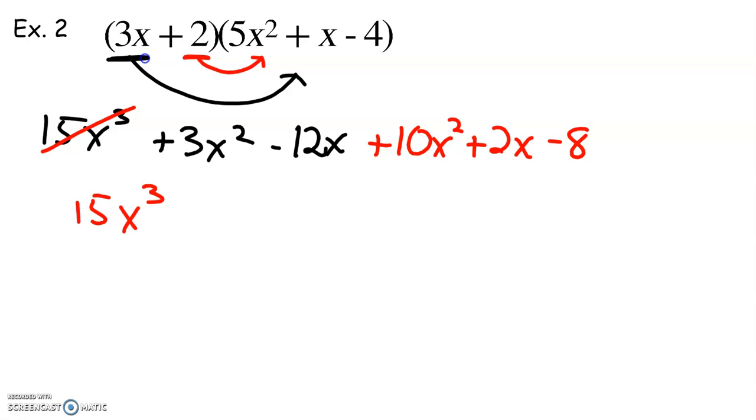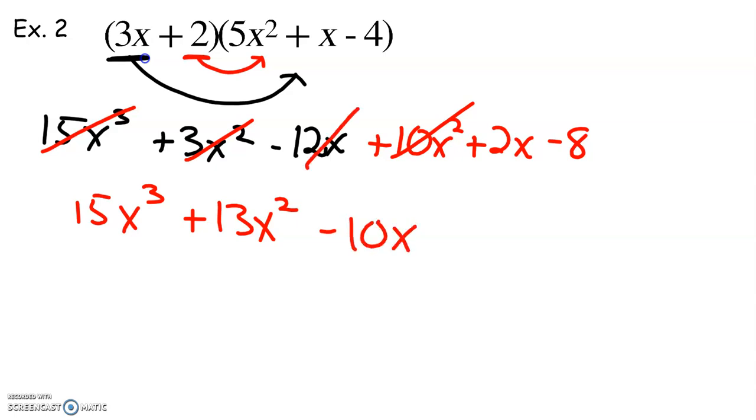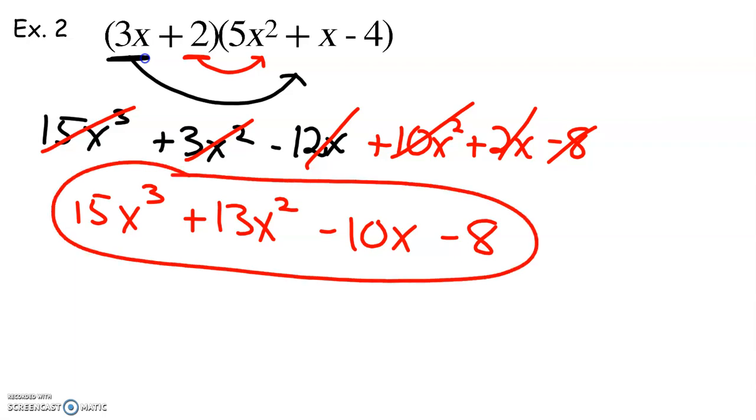Next term is an x squared. I have a couple of x squared terms, so I'm going to combine those. 3x squared plus another 10x squared, we have 13x squared. Those are accounted for. X terms, negative 12x, adding 2x, that becomes a minus 10x. I have accounted those. The only thing left over is that minus 8. That is everything accounted for. There's the answer to that multiplication.